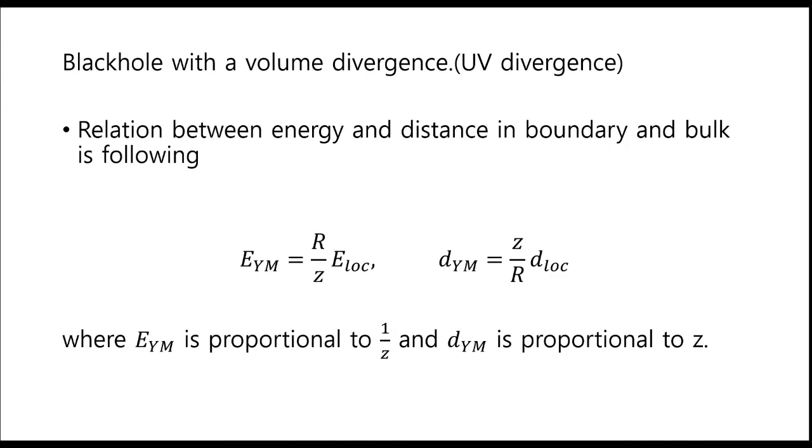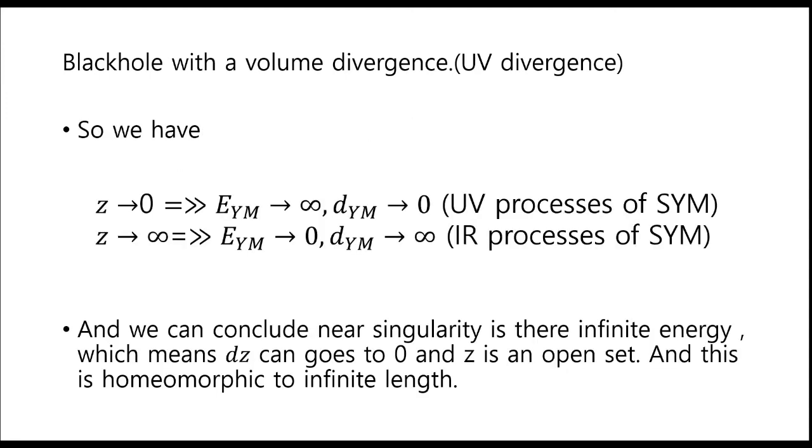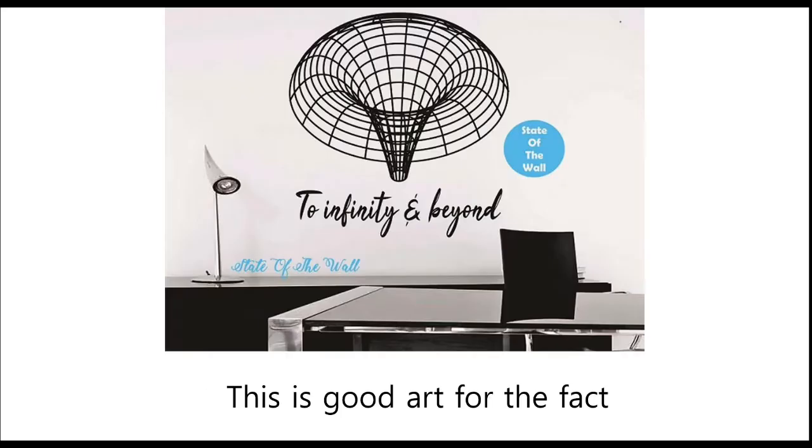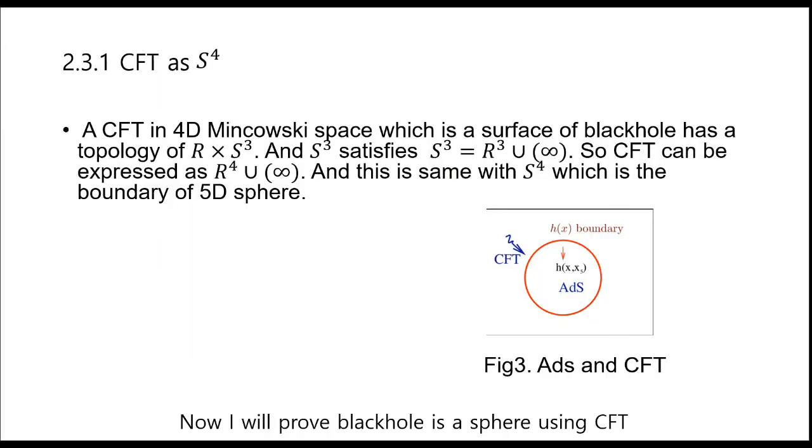The relation between energy and distance in boundary and bulk is the following, where Yang-Mills energy is proportional to 1 plus Z, and distance Yang-Mills is proportional to Z. So we have UV divergence and IR divergence, and we can conclude near singularity is still infinite energy, which means the Z can go to 0 and Z is an opposite, and this is homeomorphic to infinite length. So we showed UV divergence, which means a black hole has infinite curvature. This is good for the fact.